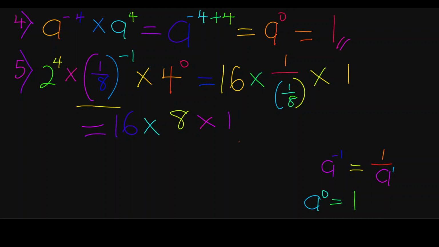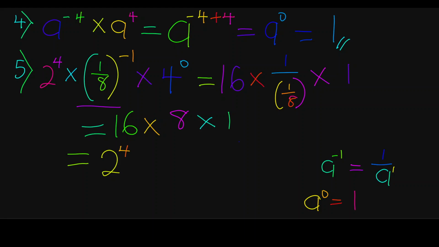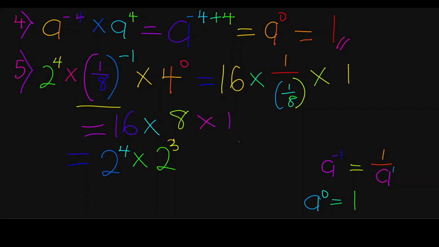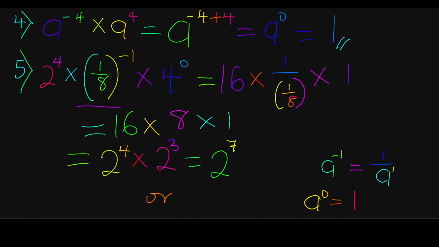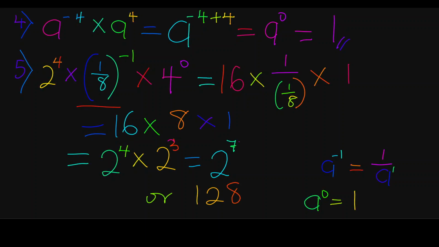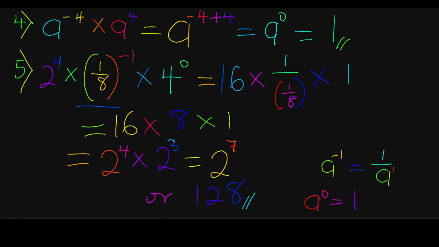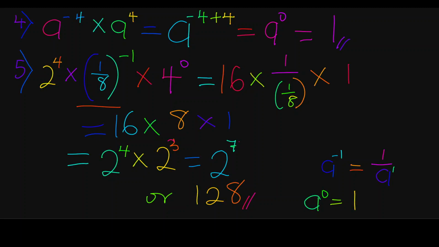Or I can raise all to the power of 2, which is going to be 2 raised to the power of 4 multiplied by 2 raised to the power of 3, because 8 is also 2 raised to the power of 3, which is going to be 2 raised to the power of 7, or you can say 128. So this is how you go about it, and this is how you get familiar with the basic rules of indices. Now let's progress to other examples.